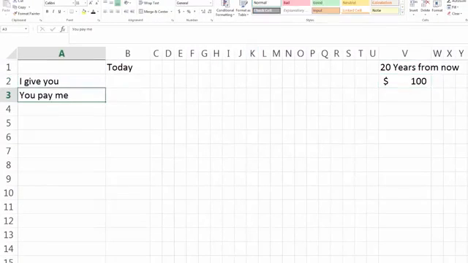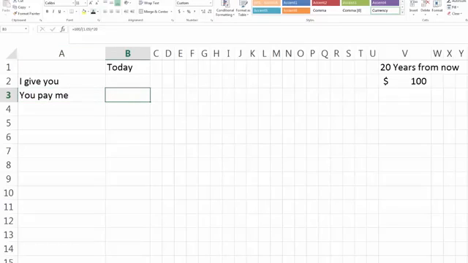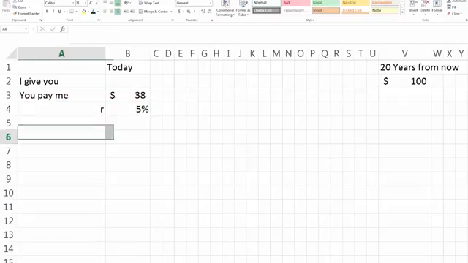How much are you going to pay me today? Well, it should be way less than $95 because those risks of inflation and that I won't pay you back, and also the compensation for waiting 20 years to get your money should be higher. So maybe you're only going to pay me $38, which again reflects a 5% rate of return. So you give me $38 today, I give you $100 20 years from now. That represents a 5% growth in your money each year.